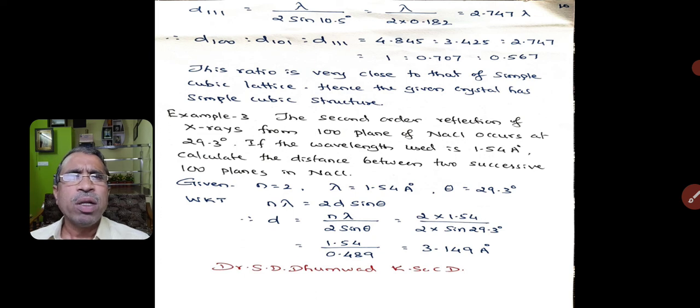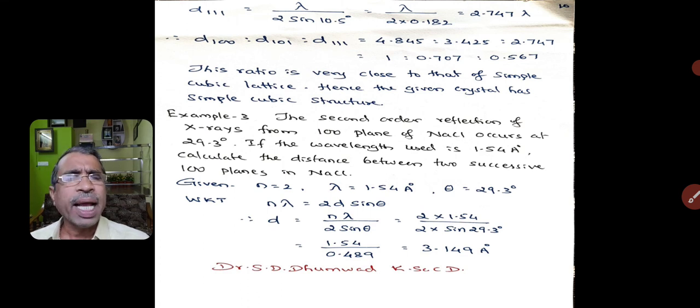Now d100 is to d110 is to d111. You write the values and divide them by 4.845. Why do we divide the values by 4.845? Because that is the value of a. So we get the ratios 1 is to 0.707 is to 0.567, which is very close to the simple cubic structure. So this ratio is very close to that of the simple cubic lattice. Hence the given crystal has a simple cubic structure. This is how the crystal structures are determined.